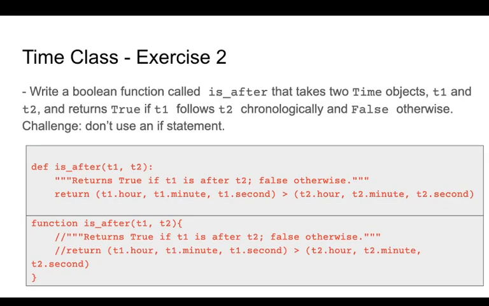So for this next exercise, we're just going to go over it. It's writing a comparison function, or a Boolean function that returns true or false, called isAfter. And it takes in 2 time objects, t1 and t2. It returns true if t1 follows t2 chronologically and false otherwise. So if you had 1 p.m. for time 1 and 11 a.m. for time 2, it will return true.